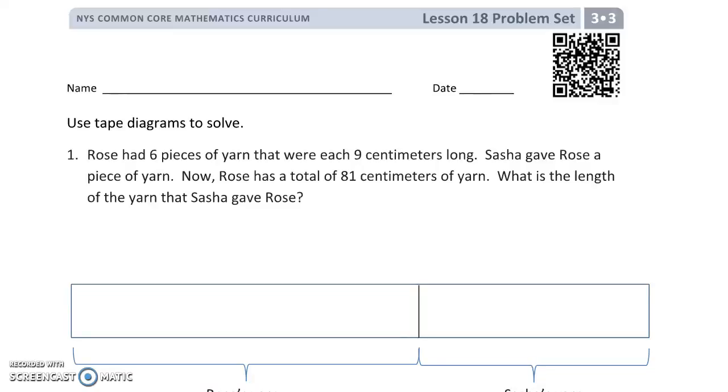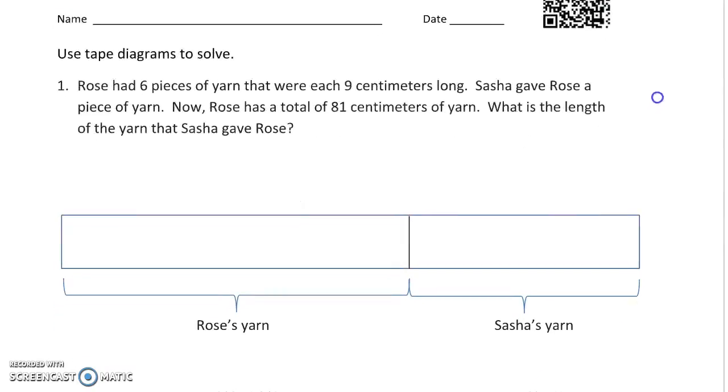Good morning, mathematicians. This is lesson 18 problem set, and this lesson has us solving two-step word problems with all four operations. Part of what we're doing is making sure that our answer makes sense, and we call that checking for reasonableness. Is the answer reasonable? Okay, so let's get started. We have to use tape diagrams to solve. So let's read number one.